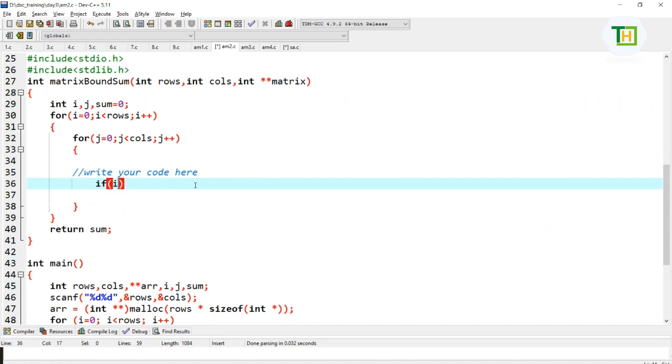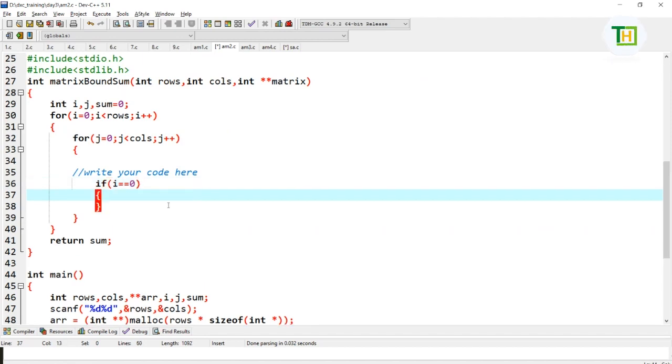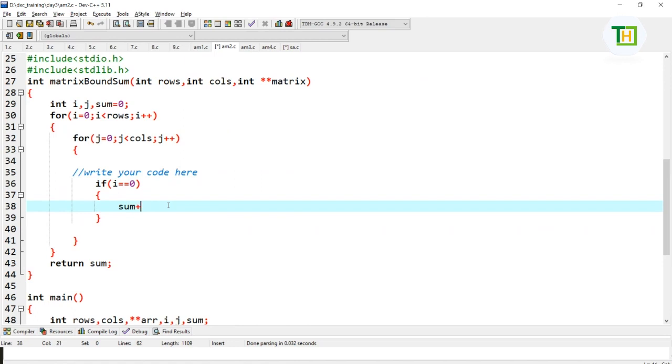If I is equal to 0, I have to add all the values, right? Here the sum is equal to 0. Sum plus equals matrix MAT or X, matrix of I and J. This is the only value.